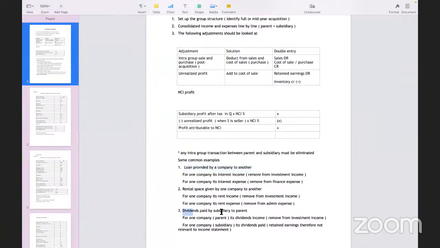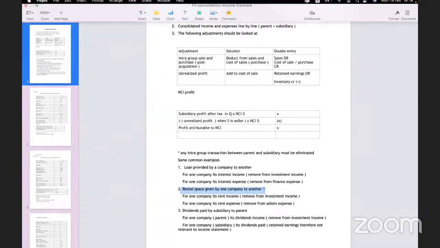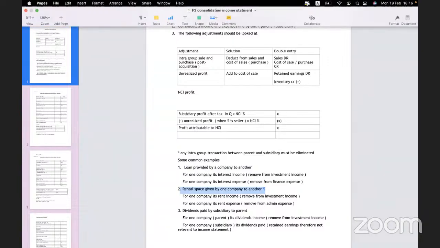This one, I saw it in the textbook. This one, not yet tested. I didn't see a question, but what I want to tell you is this. When transactions happen between parent and subsidiary, think of the transaction from both points of view and you eliminate. That's what you have to do.